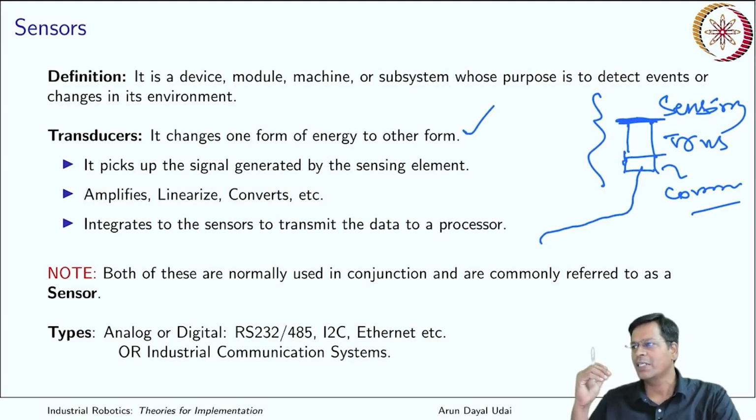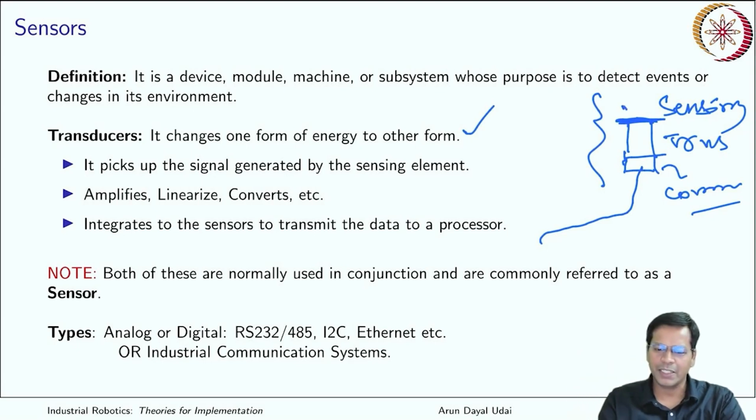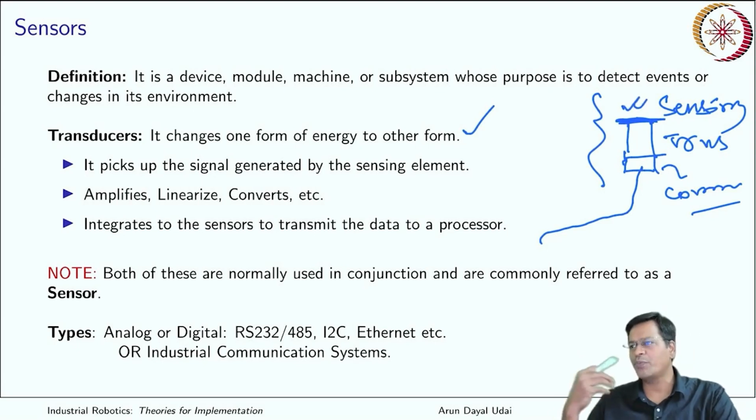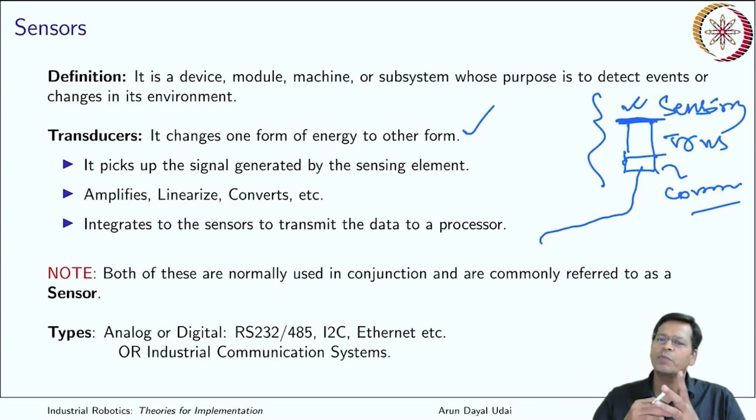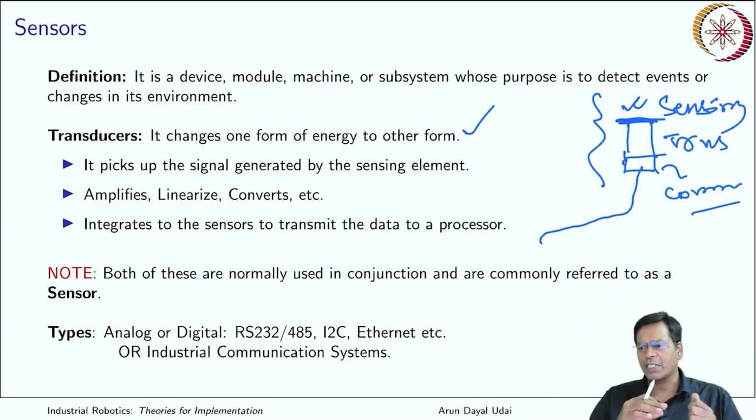So it picks up the signal generated by the sensing element. Sometimes it amplifies if the signal is very weak. You cannot use that value directly; even in electrical form it is not acceptable to many of the devices. So you may be required to scale it up, transmit it, then appropriately scale it back and use it. Sometimes things are not linear, so you have to linearize them.